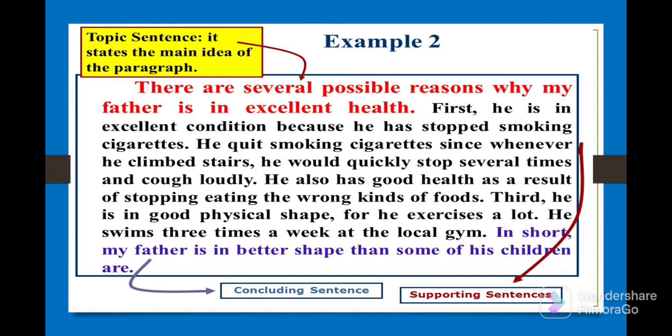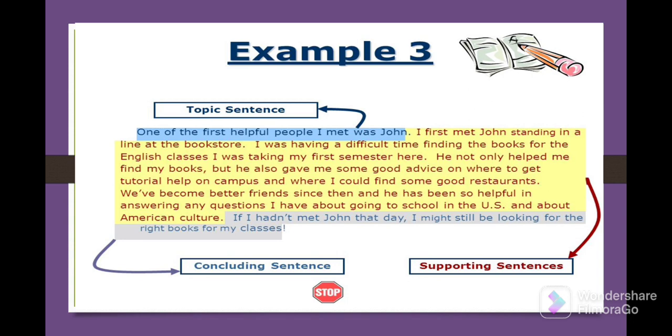Now, concluding sentence. How do you summarize this paragraph? In short, my father is in better shape than some of his children are. So this is the concluding sentence. Okay. So in this way, a paragraph will have 3 parts. One is the topic sentence, the supporting sentences and the concluding sentence. Okay. Next example, see here.